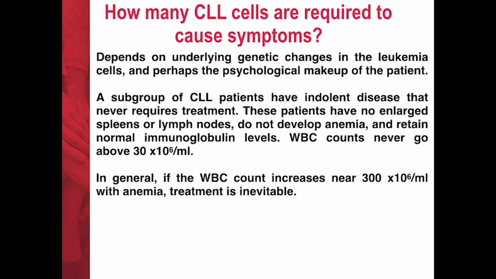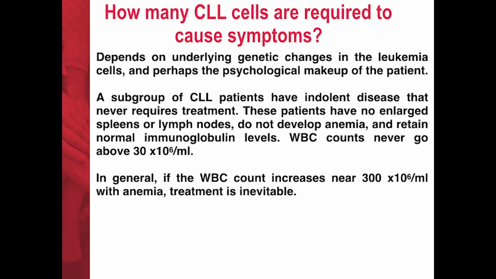Importantly, there's a subgroup of CLL patients. It's not an insignificant subgroup that really has an indolent form of disease that never requires treatment. These patients basically have no enlarged spleens, no enlarged lymph nodes. They don't develop anemia. They retain normal immune function. And sort of a marker for this is their white blood cell counts never go above 30. Normal white blood cell counts are between 4 and 10. So there is this subgroup of patients in which the diagnosis of CLL is really no more than the diagnosis of a wart on your skin. And it's important to make that distinction.